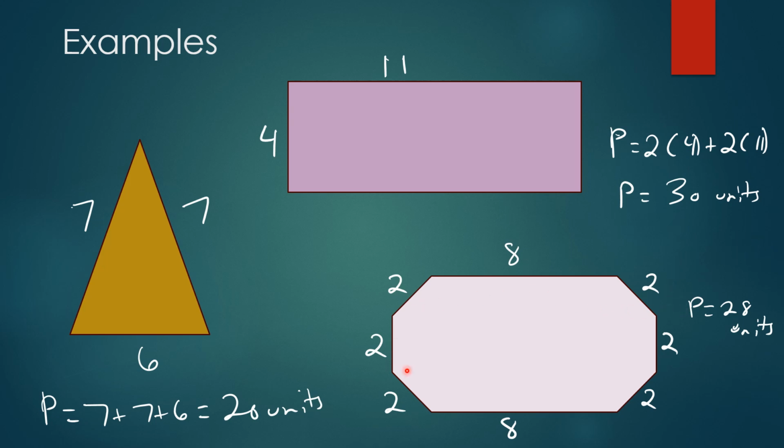Finally, we have this shape. This is not a regular shape that we are used to seeing. So we're going to fall back to the definition of perimeter to figure it out. The definition of perimeter is simply the sum of the sides of the figure. So in this case, it would be 8 plus 2 plus 2 plus 2 plus 8 plus 2 plus 2 plus 2, which gives you a total of 28 units.